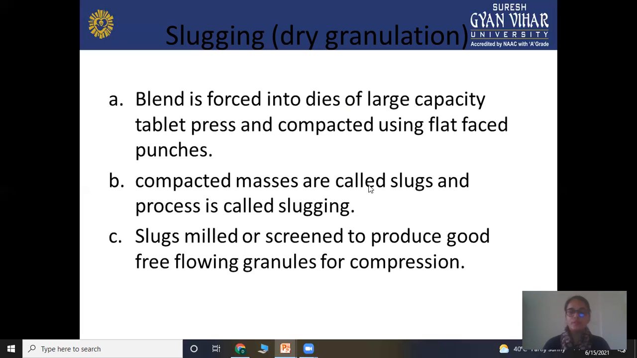After applying compaction or pressure, one slug or one mass is formed, and after compacting this mass, the formed mass is known as a slug, and this process of slug formation is known as the slugging process. The slug is milled or screened to produce good flowability granules for compression. This means when you use the slugging process, there is a good chance that your granules have good flow property or good compression property, and it is easy free flowing due to this slugging.